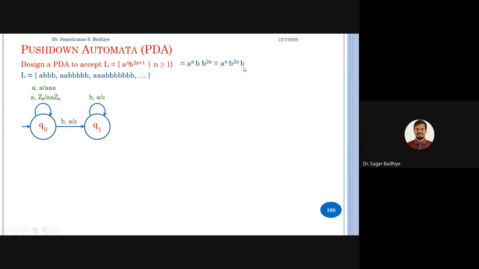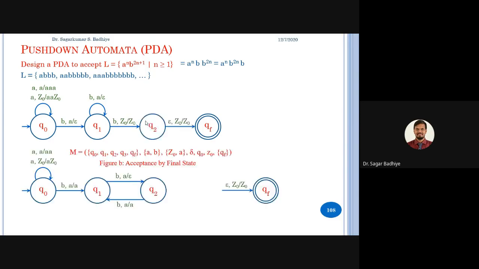We don't need to pop anything from the stack. So we'll just keep the stack as it is, Z0 as it is, and just traverse. So if B is the input and Z0 is on the top of the stack, we'll just traverse, right? Like this. There is some animation error, right? So we'll go over here in Q2, and then in Q2, if there is no input left, if there is epsilon and Z0 is on the top of the stack, we'll move to the final state.